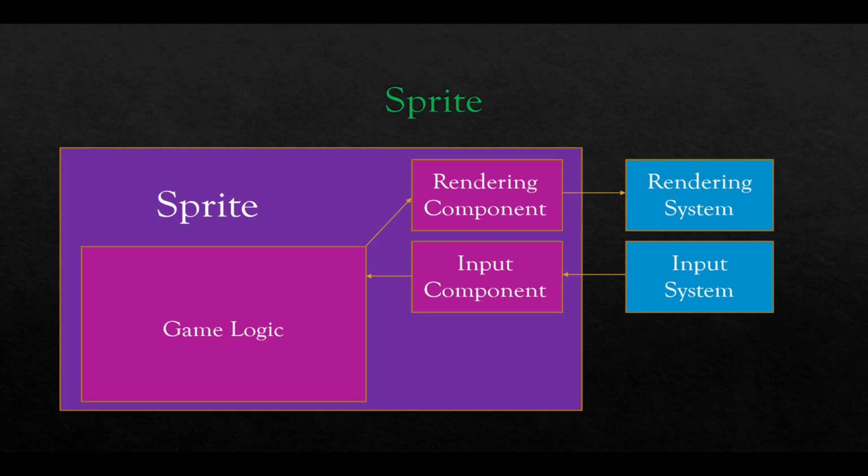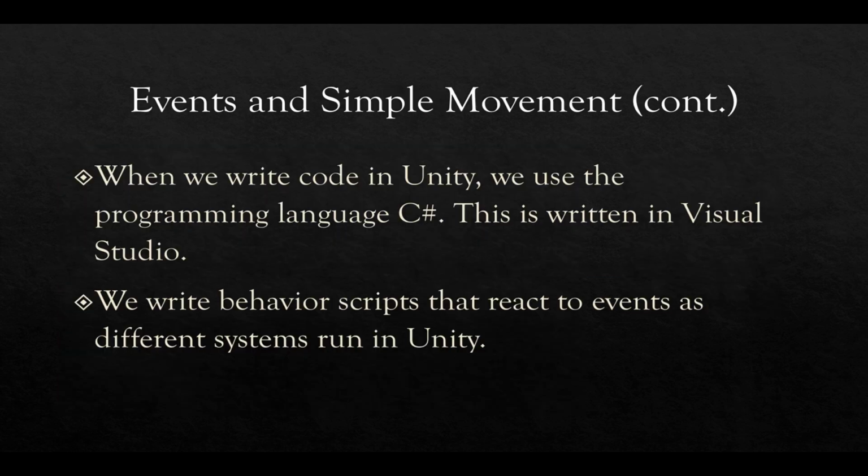So the other thing I want to mention though, is that when we write code in Unity, which we're going to get to very, very shortly, we use the programming language C#, and this is usually written in Visual Studio. We write behavioral scripts that react to events. Again, we're going to talk more about events as talking the connection between systems and components. Our messages are sent via events.